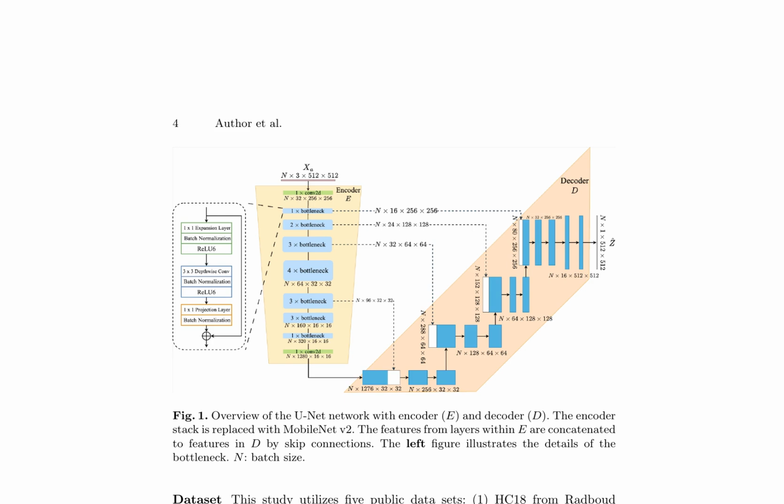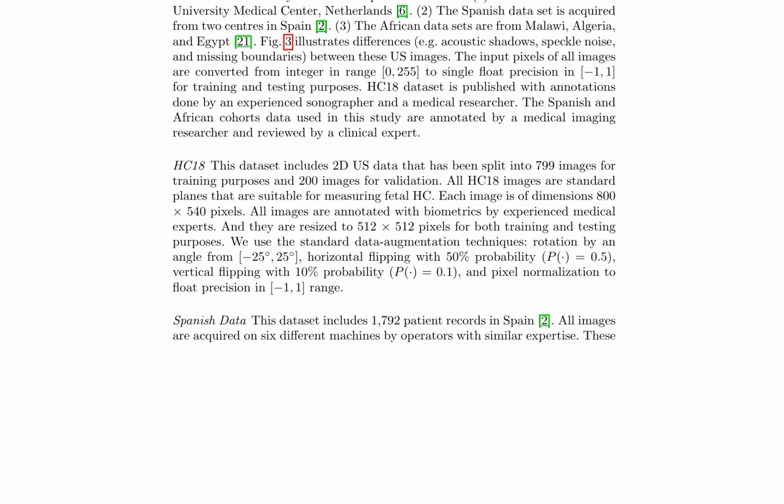purposes. The HC18 dataset is annotated by experienced sonographers and medical researchers, while the Spanish and African cohorts are annotated by medical imaging researchers and reviewed by clinical experts. The HC18 dataset is split into 799 images for training and 200 images for validation, with each image resized to 512 by 512 pixels. Standard data augmentation techniques are applied, including rotation, horizontal and vertical flipping, and pixel normalization.